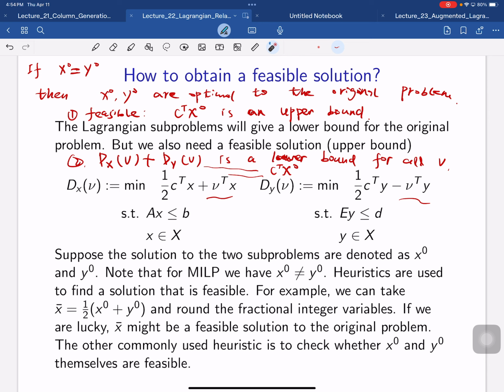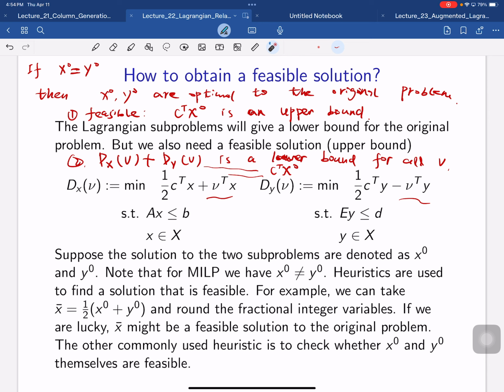Then what we can do is use a heuristic to find a feasible solution. For example, you can just take the average of x naught and y naught if they are fractional, because you want them to satisfy the integrality constraints. x naught and y naught satisfy the integrality constraints respectively, but if you take the average of them, they may not satisfy all the integrality constraints. Then we round the fractional integer variables after you take the average. Let's say if we are, quote, lucky, then x bar would be a feasible solution to the original problem.